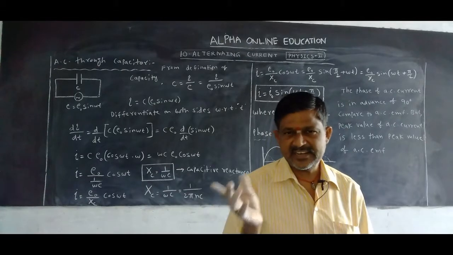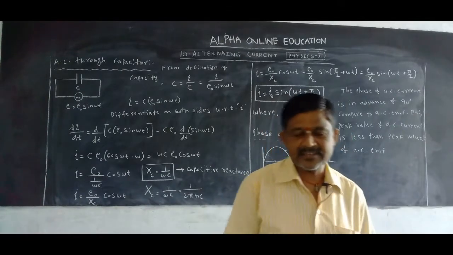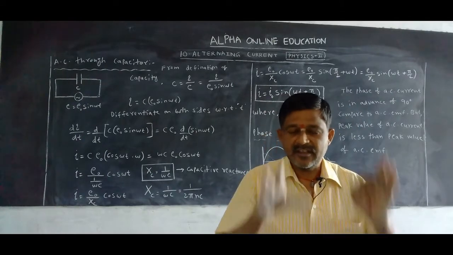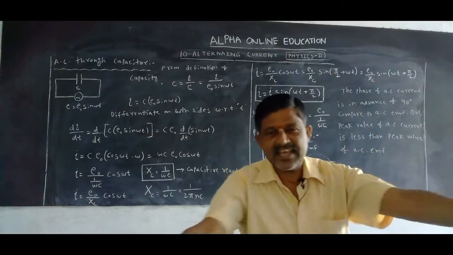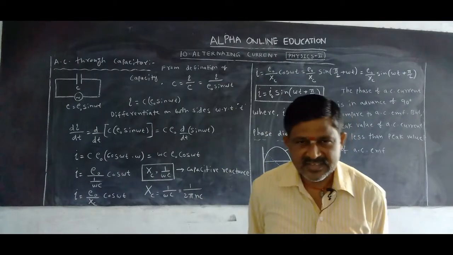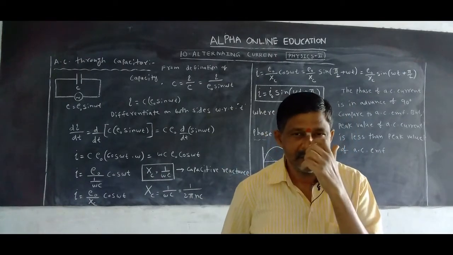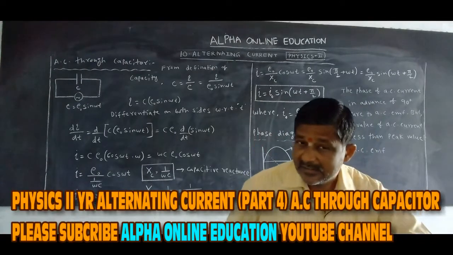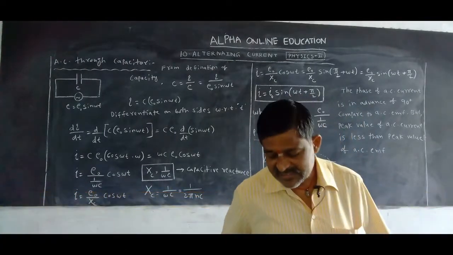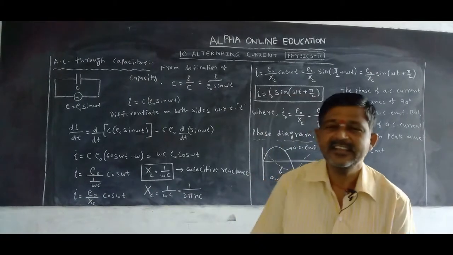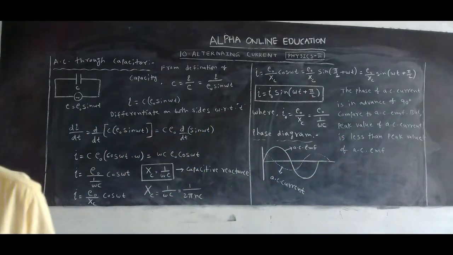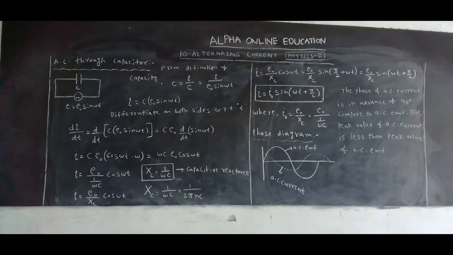When the generator is connected to resistor, inductor and capacitor, the peak values of current are always less, but the phases are different. For resistor, 0. For inductor, behind 90 degrees. Capacitor, in advance of 90 degrees. This is about when the generator is connected to the resistor, inductor and capacitor.